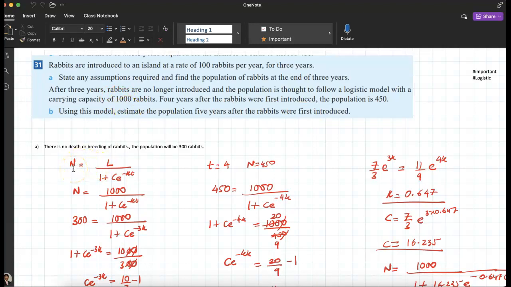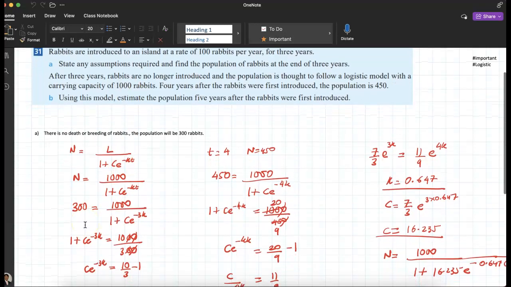So I start with my logistic model. N is equal to L upon 1 plus C e raised to minus kt. You know L is the carrying capacity, which is given to be 1000. Correct? Your N is 300.